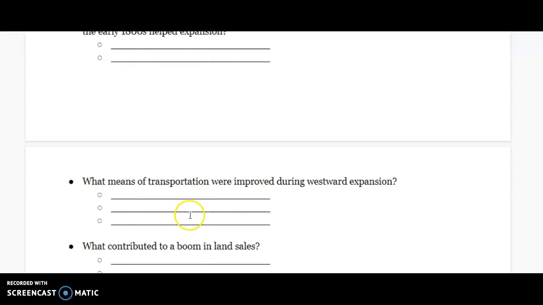Turnpikes are going to be built. So turnpikes are much, much nicer roads. Oftentimes maybe they'd be paved with stone or brick. Much more durable, going to be much easier to drive across in your wagon.